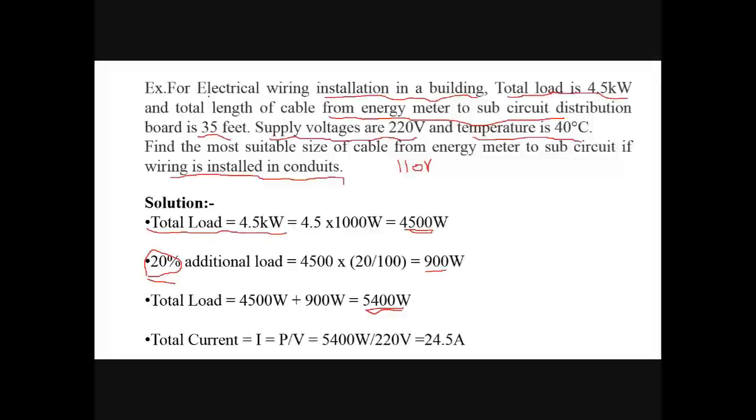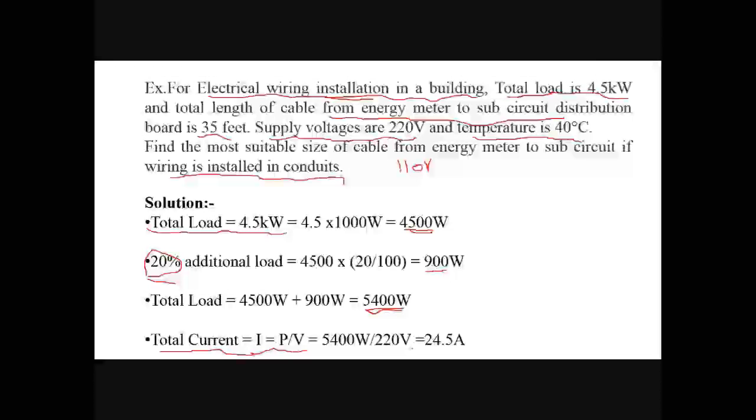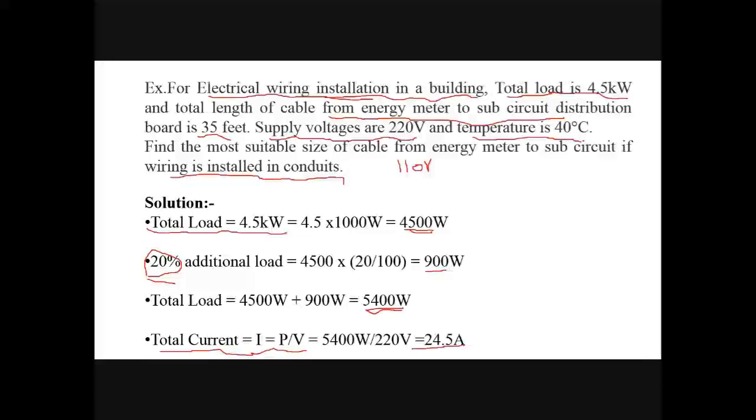So if they are asking you to install the wiring inside the building, you have to consider this 20% additional load. These are small concepts, and you have to remember this value as 20%. You have to add this 20% figure to your total load, and then you have to find out the total current. What is the total current formula? It is very simple. I is equal to P by V, and what is the value of P? P is the future load, which is 5400 watt divided by 220 volt, and this division comes as 24.5 ampere.